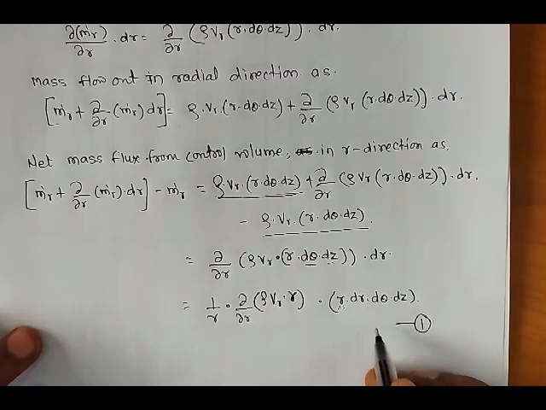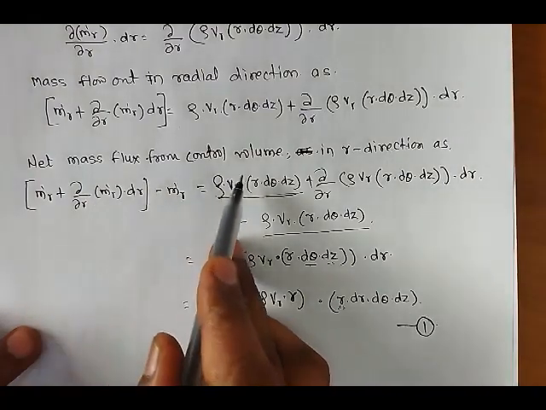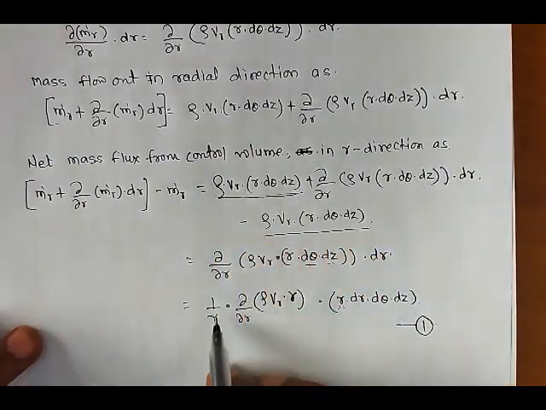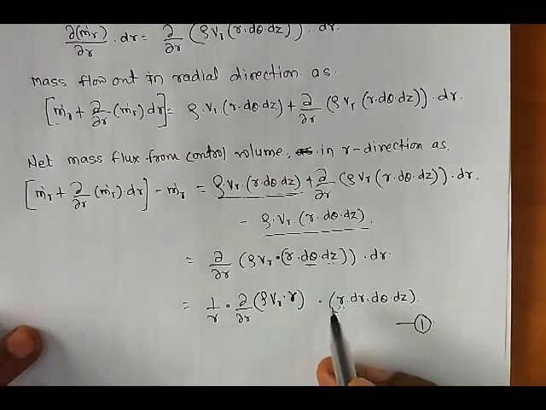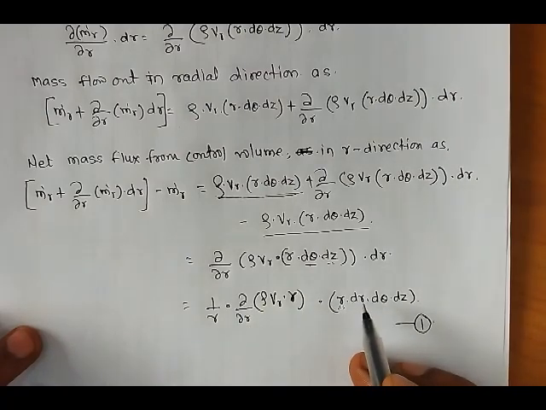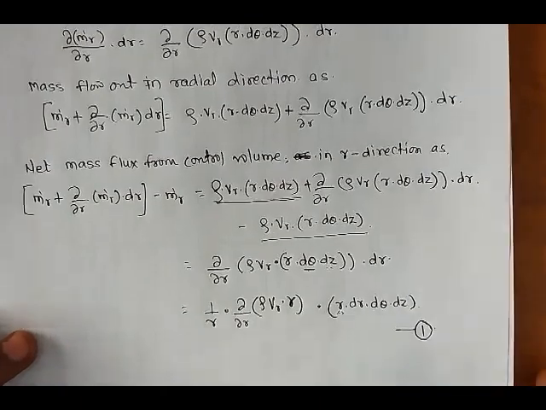Okay. So this is about the net mass flux from the control volume in the radial direction: 1 upon r multiplied with ∂/∂r in bracket (rho Vr times r), multiplied with the volume element r dr d theta dz. Okay.